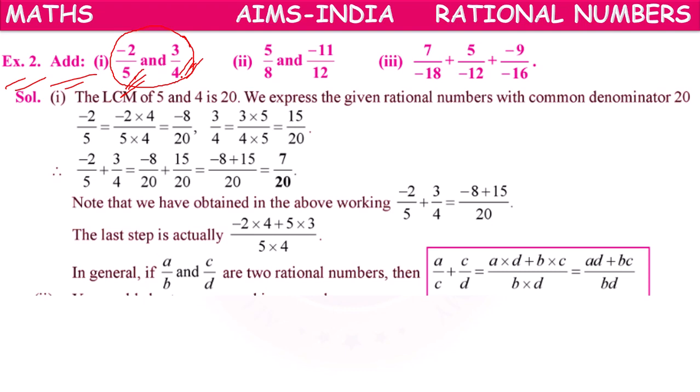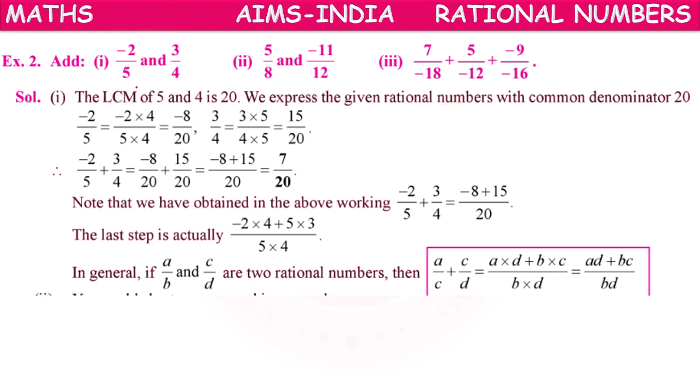For adding rational numbers with different denominators, the first step is to convert the denominators to a common denominator with the help of LCM. So 5 and 4, the LCM is how much, children? 20. So we have to turn the denominators into 20. We have to express the given rational numbers with common denominator 20.